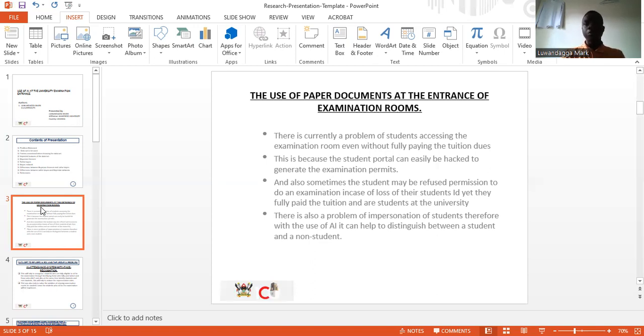It's also possible for a student to impersonate another, and then someone else does the paper for them.